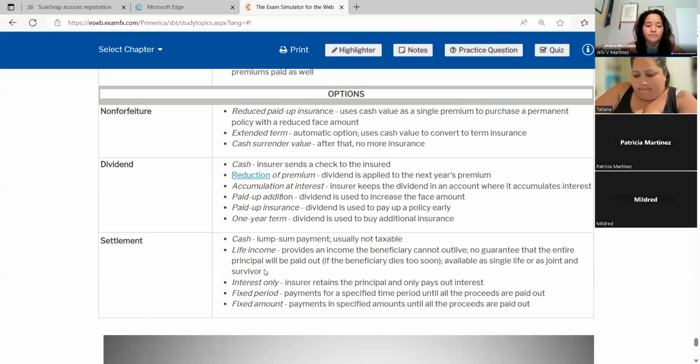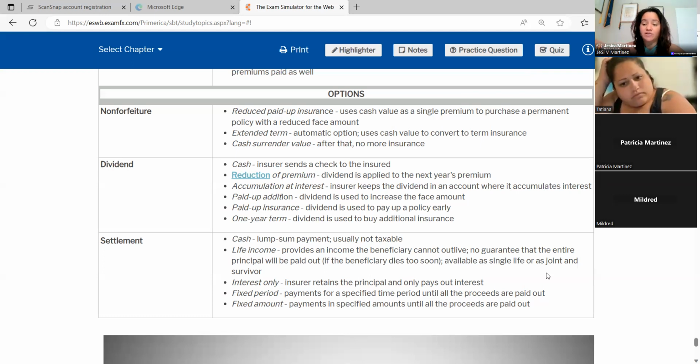Settlement. You can get your settlements in a couple of options. You have cash, which is one lump sum, usually not taxable. You have life income, which provides an income to the beneficiary who cannot outlive it. So there is no guarantee that the entire principal will be paid out.